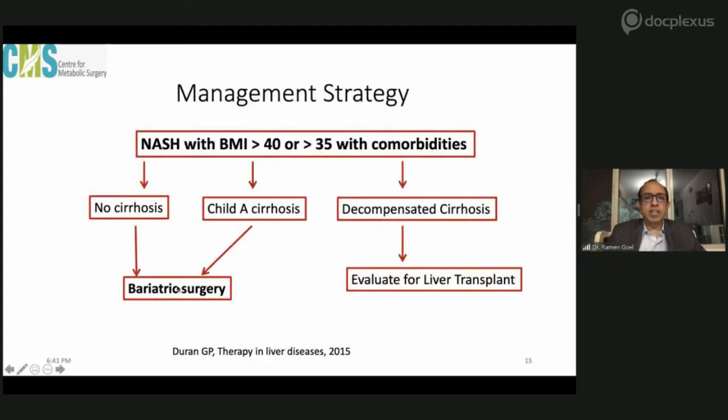Again, this slide was shown by Dr. Gupte. So NASH with BMI in India, BMI between 30 to 35, we can offer this surgery even in patients with compensated cirrhosis, because the only way to avoid a liver transplant in this patient is through bariatric surgery. Otherwise, generally, cirrhosis is a progressive disease and can decompensate or go into Child B cirrhosis, and the patient may end up with a liver transplant.